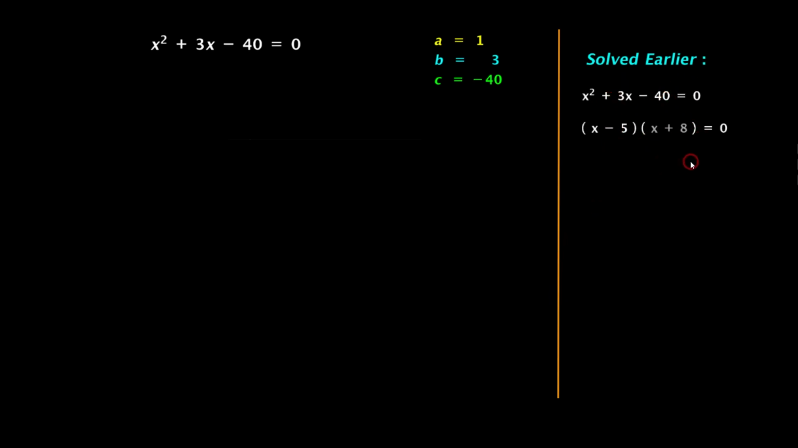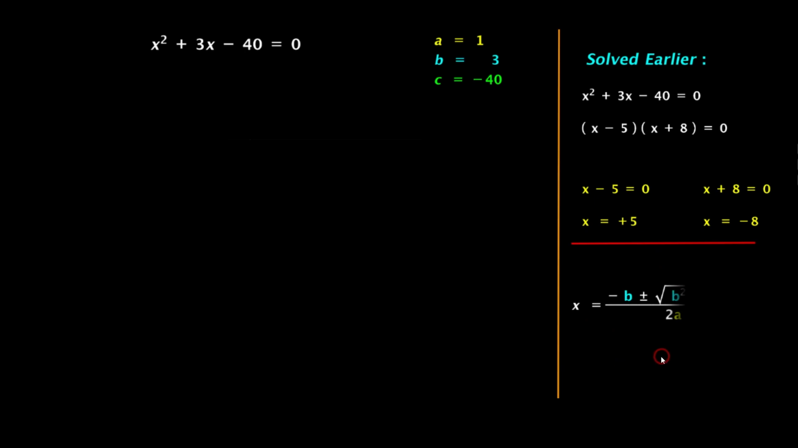We factored this one, take the factors of negative 40 as negative 5 and positive 8, which makes negative 40, and these two numbers make the positive 3. So one of the results was x is 5, and the other value of x was x is negative 8. We are going to do the same thing using the quadratic formula.